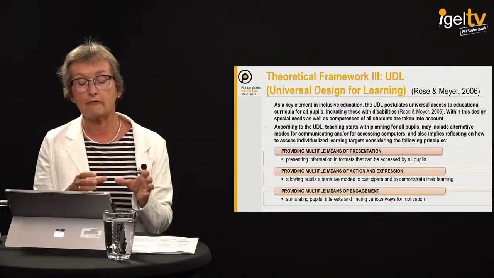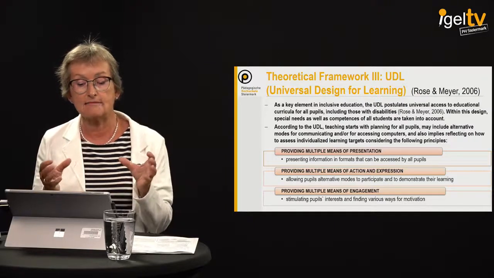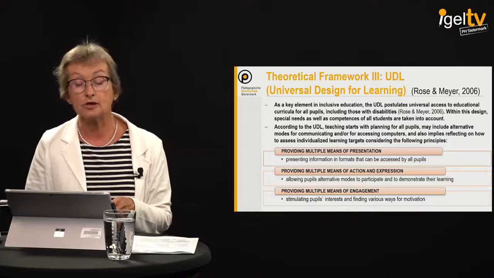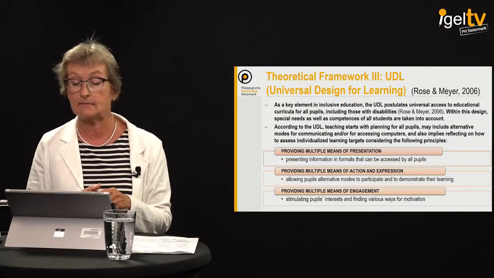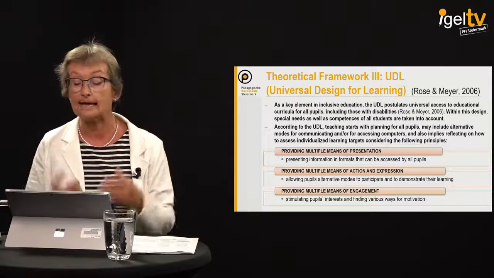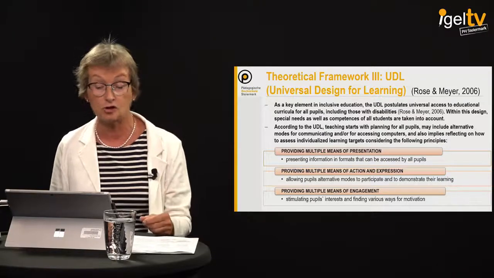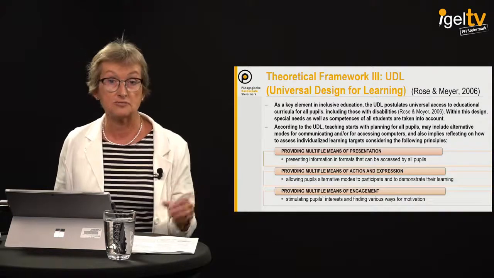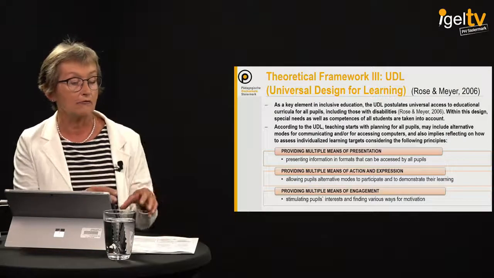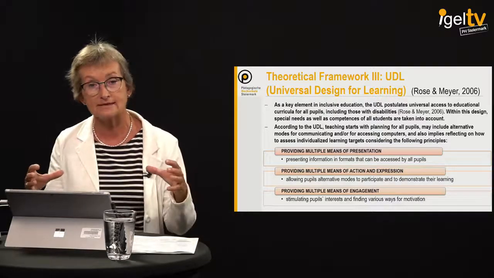So Rose and Meyer followed with the Universal Design for Learning, and it's a key element in inclusive education. It postulates universal access to educational curricula for all pupils, including pupils with disabilities, but also, of course, pupils who are highly gifted. Within this design, the special needs as well as the competences of all students are taken into account. According to the Universal Design for Learning, teaching starts with planning for all pupils. So you wouldn't start, okay, for this group of pupils I plan this part, for that group I plan that. No, you start by thinking of all the pupils in your class, and then you make the needed adjustments.